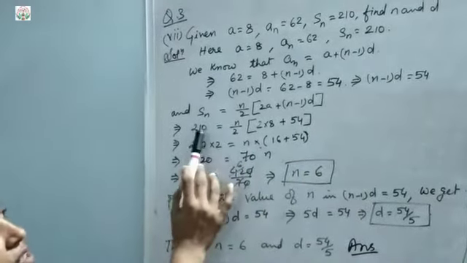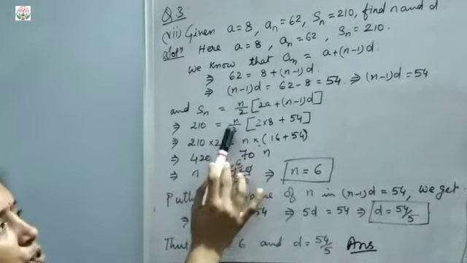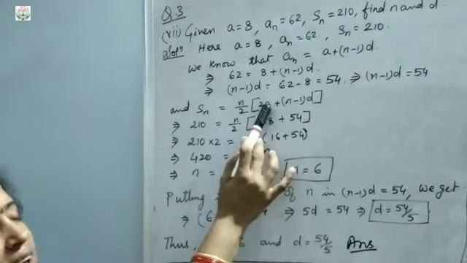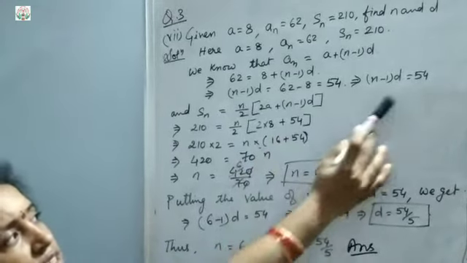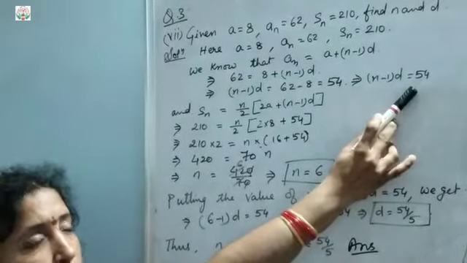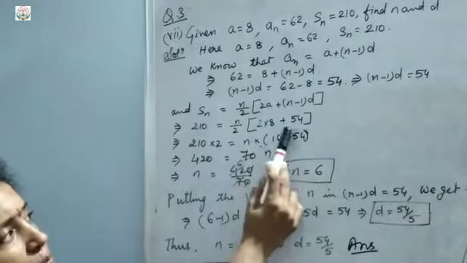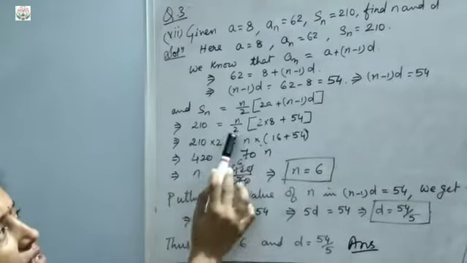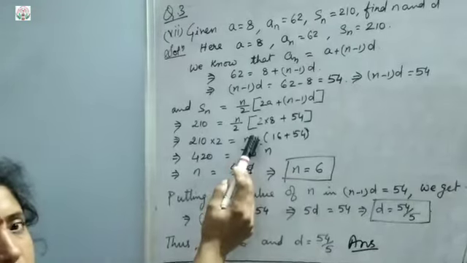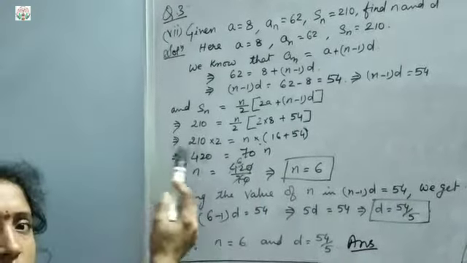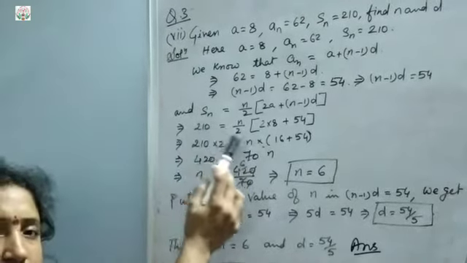So we will substitute here. Sn is given as 210 equals, n is not known to us, so n upon 2 into 2 times the a value, which is 8, so we will substitute 8 here, plus n minus 1 into d, just now we have got the value, that is 54. So this value we will put here. So 2 into 8 plus 54. Cross multiplication we will do. On taking to the left hand side of the equals sign, what was in the denominator will become numerator, that means it will be multiplied.